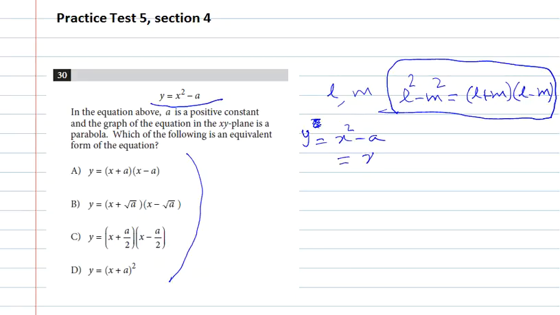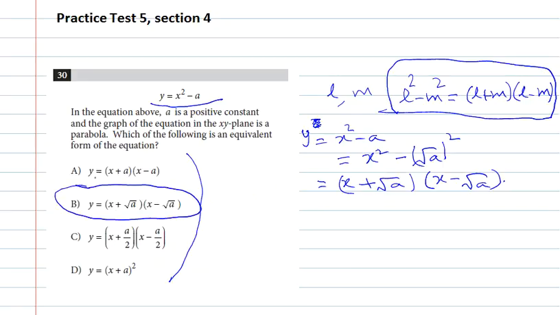Notice that this is the same thing as x square minus square root of a square. So if you use this formula, what can you write it as? That would be x plus square root of a times x minus square root of a. So that is the same thing as, again, B. For some reason all the answers are turning out to be B.